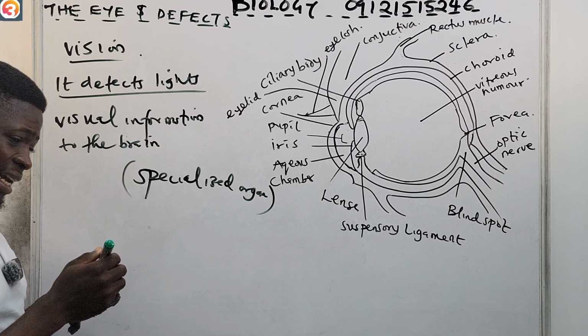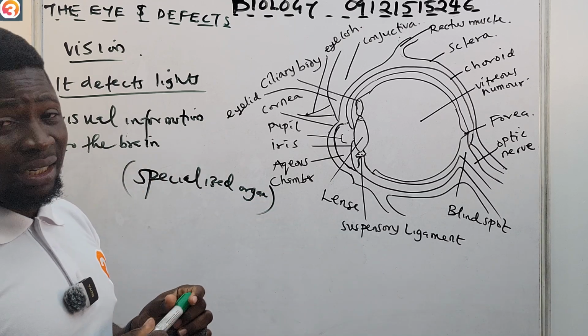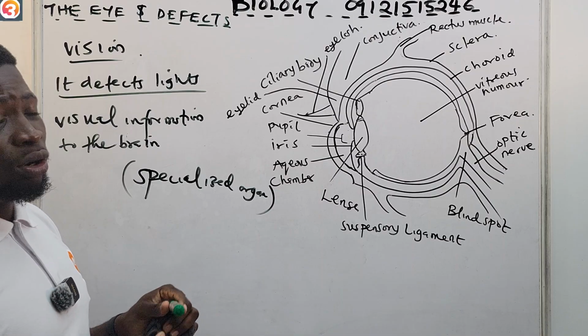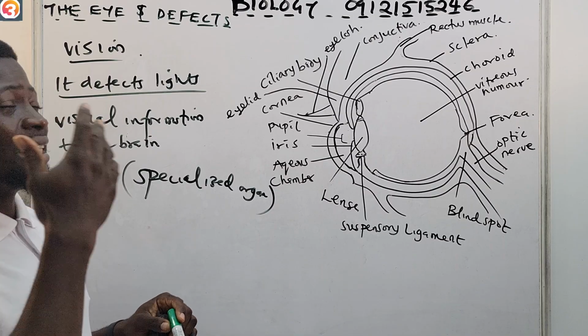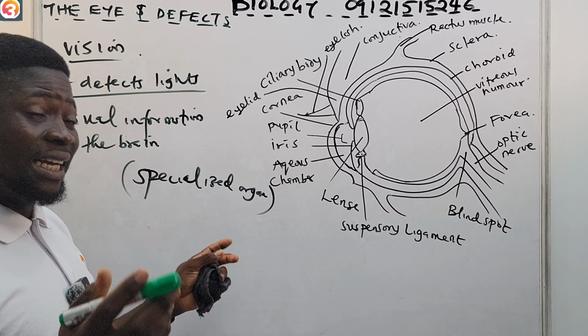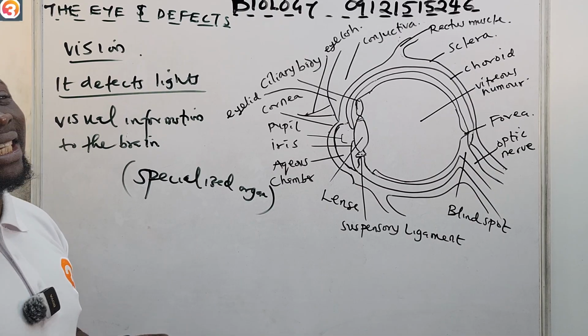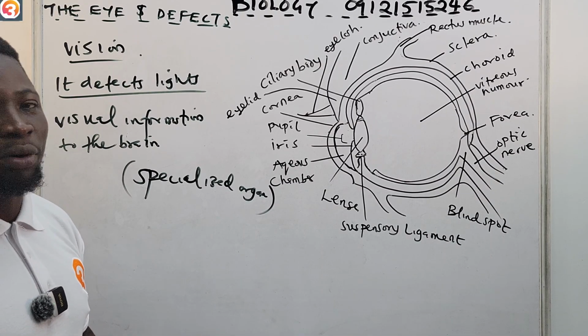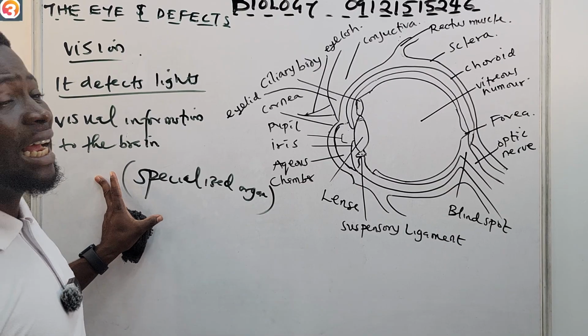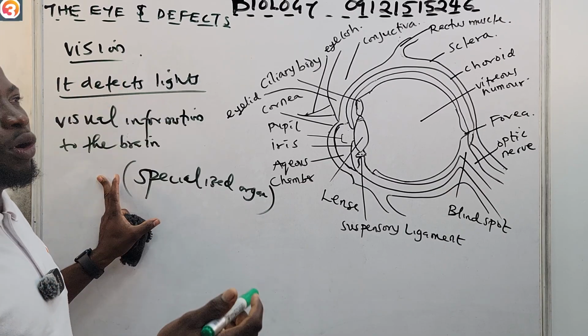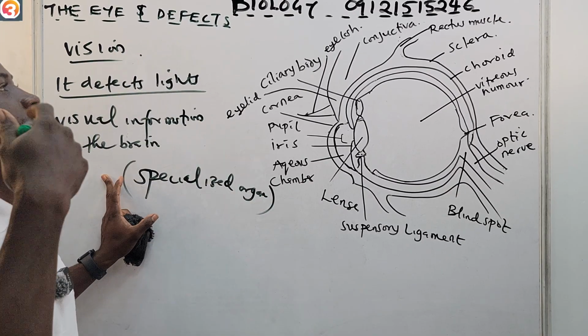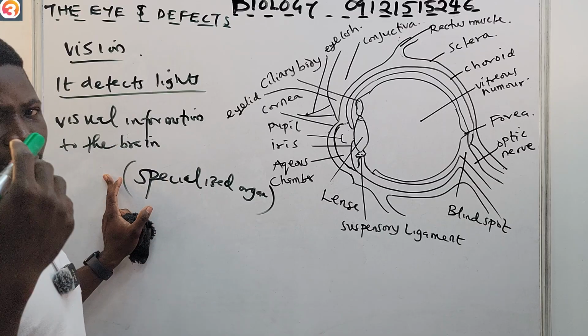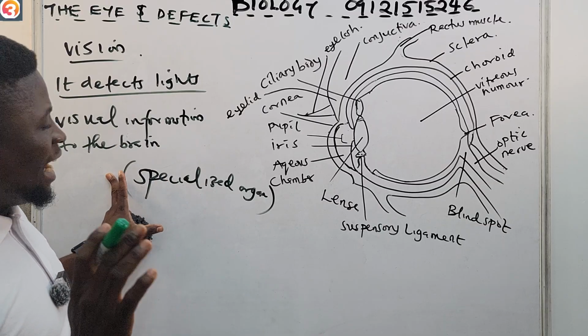If we do not have eyes, it means a lot. You will never know until you close your eyes and start walking, pretending as if you do not have eyes. That's when you see the importance of eyes. They are very, very important, specialized organs that are capable of sending visual information to the brain.